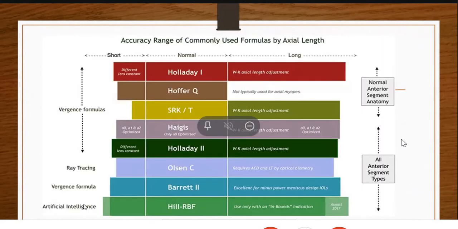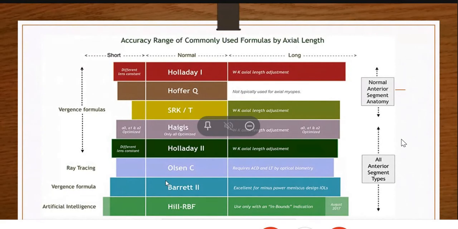So this is the picture which shows you a wide range of formulas. Here you can say Holladay, Hoffer Q for the short axial length, then SRK/T and Haigis come in the same category. These three come in when the axial length is within a normal range, then we can use SRK/T, Haigis, Holladay. After that only comes this Barrett. Barrett is nothing but the new generation IOL formula.